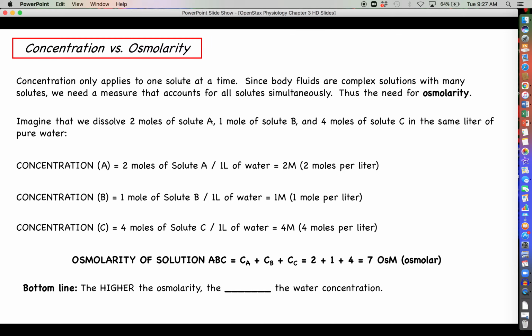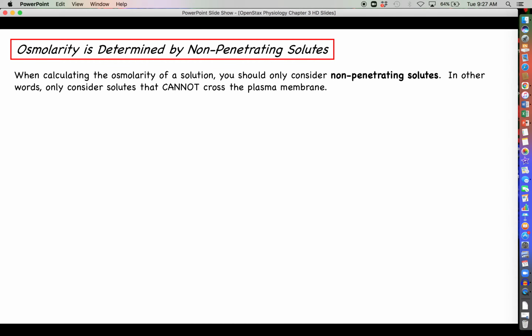So if you have your osmolarity figure, you can infer that the higher the osmolarity gets, the more solute, the more stuff that is in solution, the lower the water concentration. And we can also wonder that if we put even more solutes in solution, if we add solute D and solute E and solute F into the mix, the osmolarity is only going to go up and up and up, and the relative water concentration will go down and down and down.